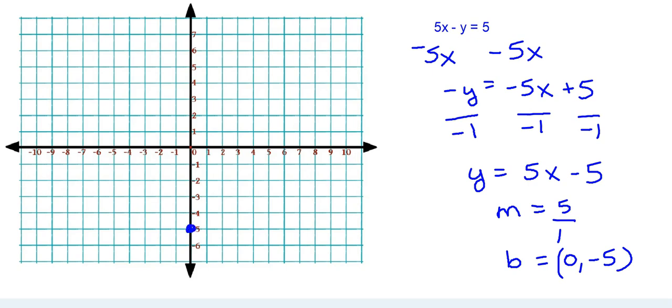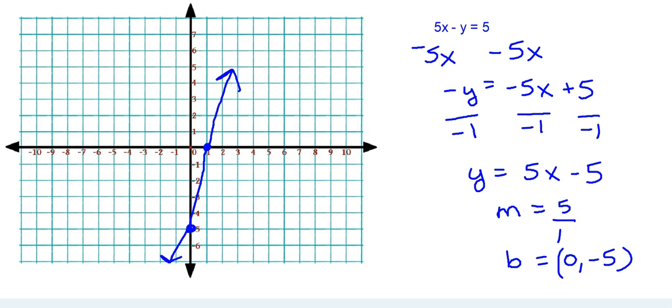And my slope is positive 5 over 1. So that means I'm going to go up 5 and over 1 to the right. So let's go 1, 2, 3, 4, 5 over 1. So my second point would be here. And then I just need to connect the dots and go in the other direction with it. Draw my arrows because it goes on forever in either direction. And that's how you graph that equation.